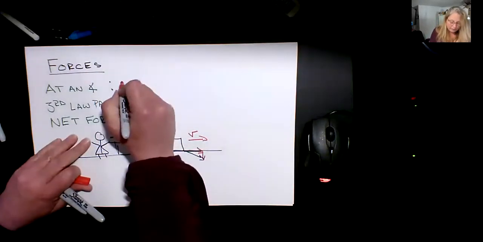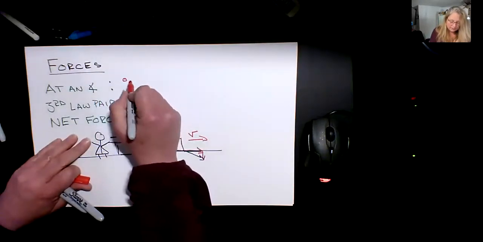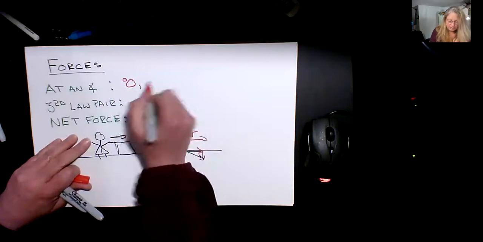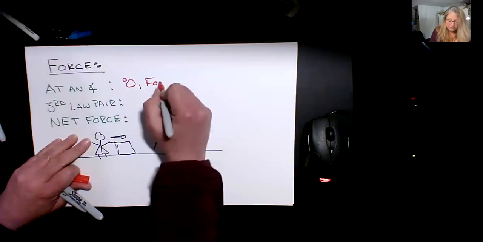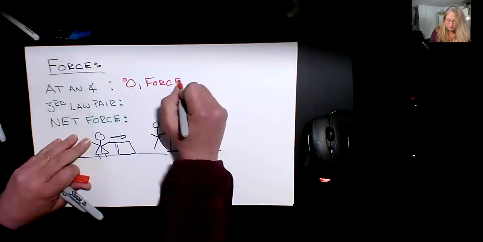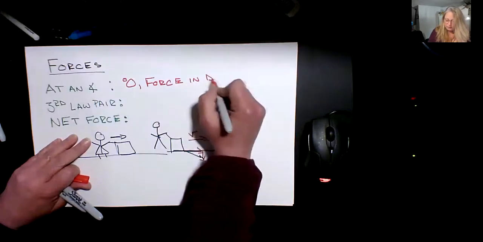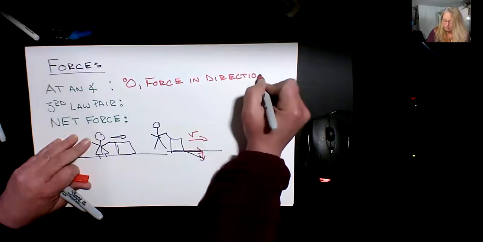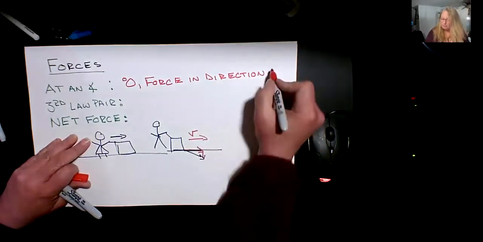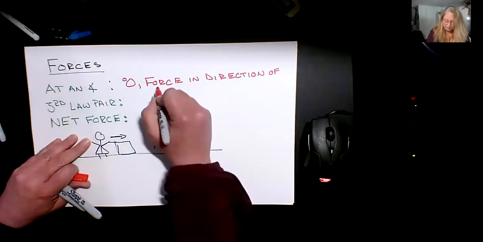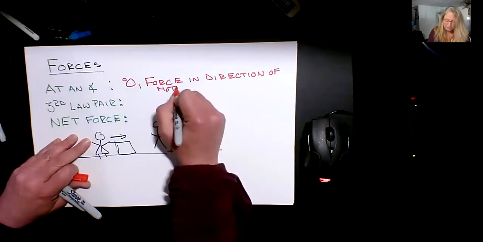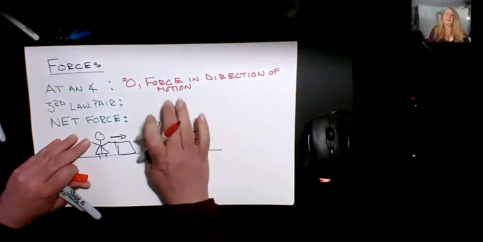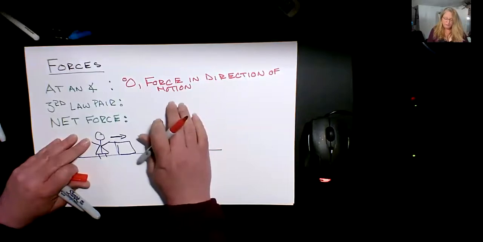So at an angle then, 0 degrees gives me a force in the direction of the motion. In the direction of the motion. That is the optimal angle then. If I want all of my effort of motion, if I want all of my effort to go into moving or making something happen, that's the optimal force angle.